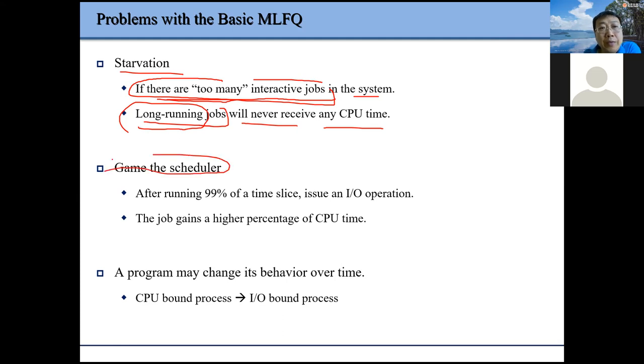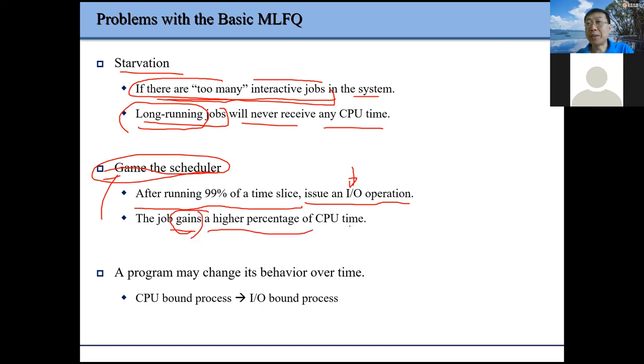The second issue is that some jobs may want to game the scheduler. For example, I can design a program that, after running 99% of the time slice, issues an IO operation. The scheduler says, this is a nice guy, it gives up the CPU, so we keep this job on the topmost queue. Then after I finish the IO operation, I regain control and am scheduled with the highest priority. In this way, if I game the scheduler, I may gain a higher percentage of CPU time.